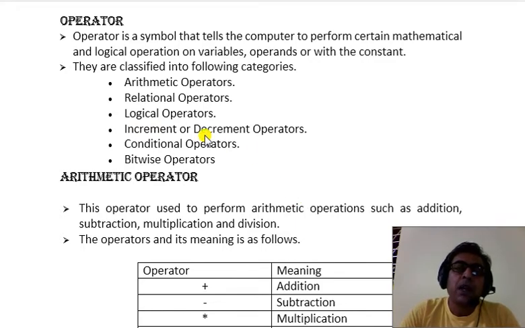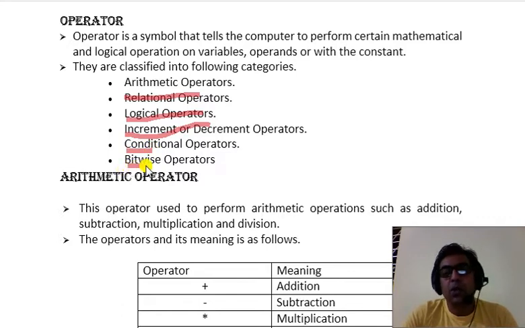In C++, there are different types of operators, and these operators are arithmetic operator, relational operator, logical operators, increment or decrement operators, then conditional operator and bitwise operator. Now we will learn what is arithmetic operators. First operator is arithmetic operator.